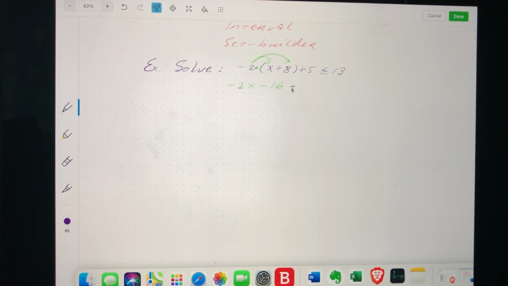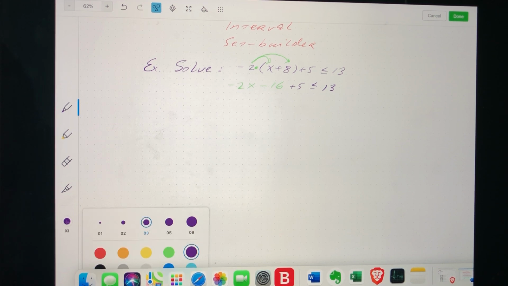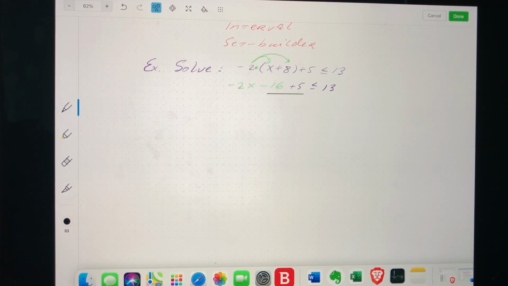It is plus 5 less than or equal to 13. So at this point we are done with multiplication, done with division. We're doing addition, subtraction, and there is only one thing that we can actually add, and that's negative 16 plus 5. So we have negative 2x, negative 16 plus 5 is negative 11, less than or equal to 13. At this point we're done with simplifying. There is nothing else to simplify.